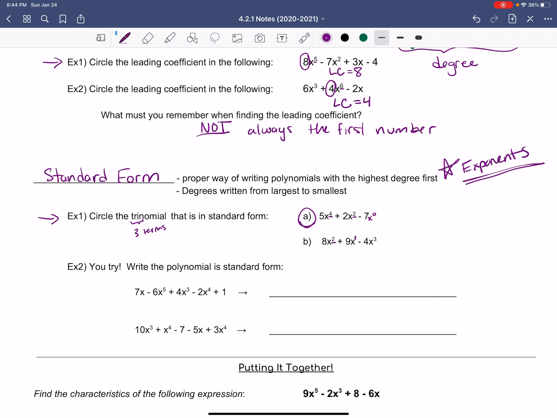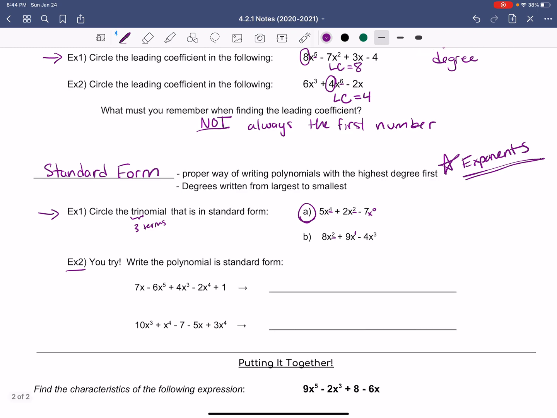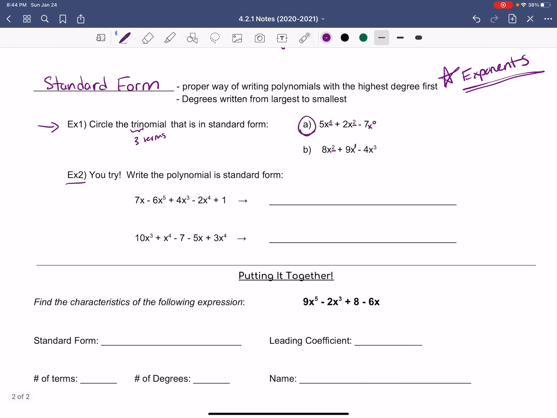All right, now let's try and do it ourselves. In example 2, we want to rewrite these polynomials in standard form. So we're going to look for the term with the highest exponent first. Well, in this case, our highest exponent is 5. So we're going to write that entire term as the first term in standard form. Now remember to include our signs in front of those coefficients. So I'm going to write negative 6x to the 5th.